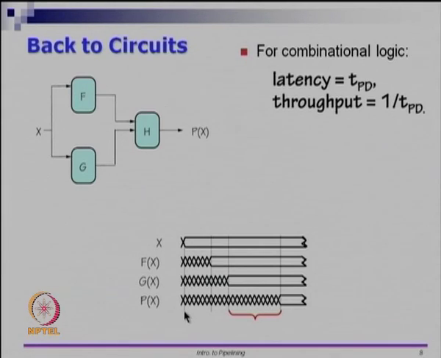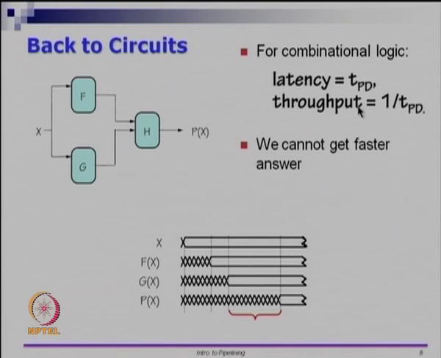So, it is the time difference between this period from here all the way up till here, that is the propagation delay. The throughput is: once I give these inputs, I have to wait and keep the input steady till the output becomes steady, which means I can only give one input every latency, whatever the latency is. So, 1 by the propagation delay is the throughput for combinational circuits.